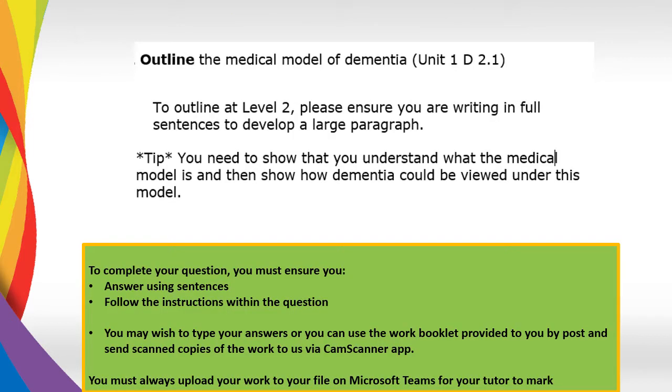So for question 1, I would like you to outline the medical model of dementia. To outline at level 2, please ensure that you're writing in full sentences to develop a large paragraph. So you need to show that you understand what the medical model is and then relate it to dementia and how dementia could be viewed under this model. Please pause this video here to answer this question.